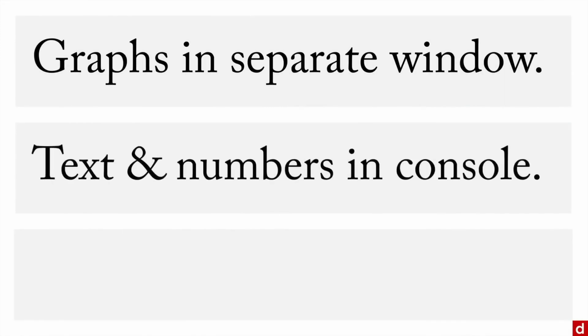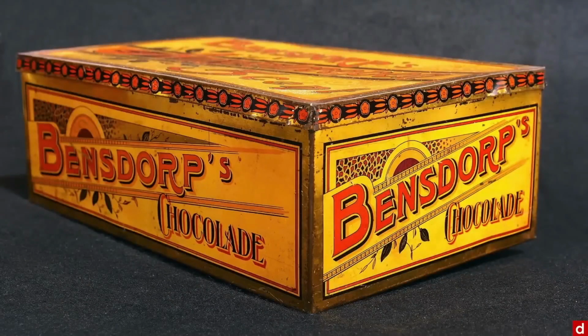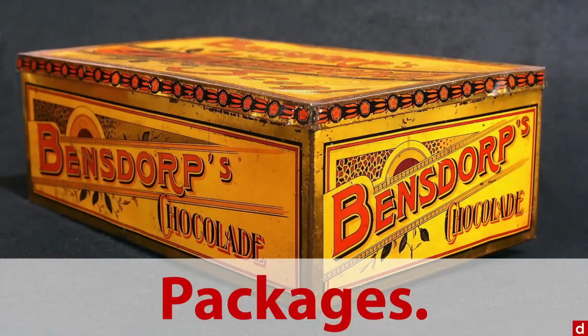Now, once you do your programming and get your output, you're going to get graphs in a separate window. You're going to get text and numbers, numerical output, in the console. And no matter what you get, you can save the output to files. So that makes it portable. You can do it in other environments. But most importantly, I like to think of this: here's our box of chocolates where you never know what you're going to get. The beauty of R is in the packages that are available to expand its capabilities.